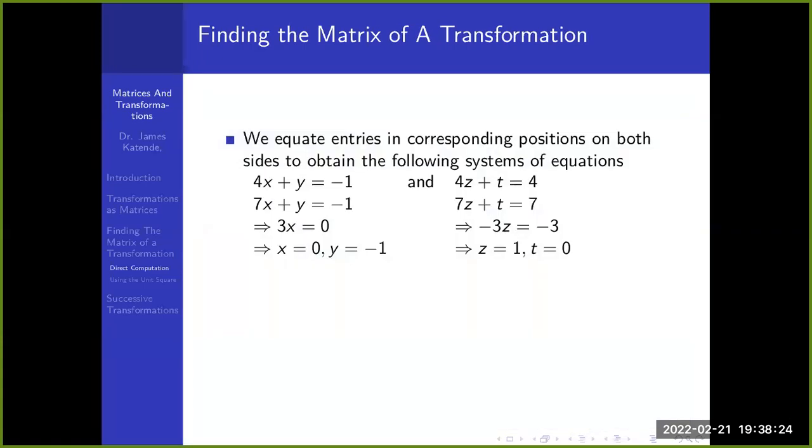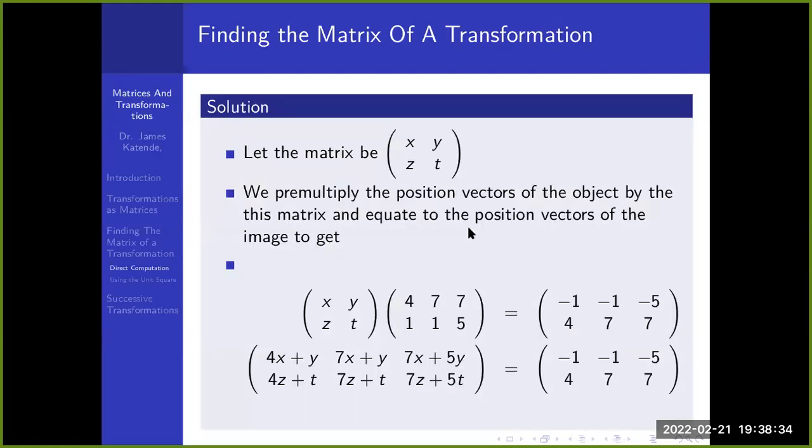So this is the setup we end up with. We have these two sets of simultaneous equations. Now you actually have an oversupply of equations here, so you can pick any two to use. For instance, I could use 4x plus y equal to -1 and 7x plus 5y equal to -5. That will also work. Or I use 7x plus y equal to -1 and 7x plus 5y equal to -5. Any of those should give me the correct answer if the transformation does exist.